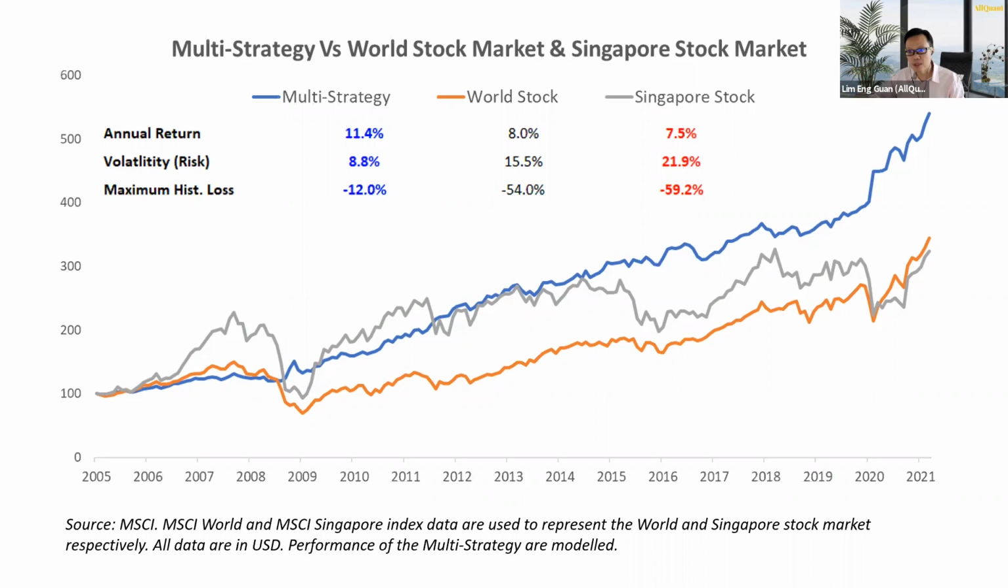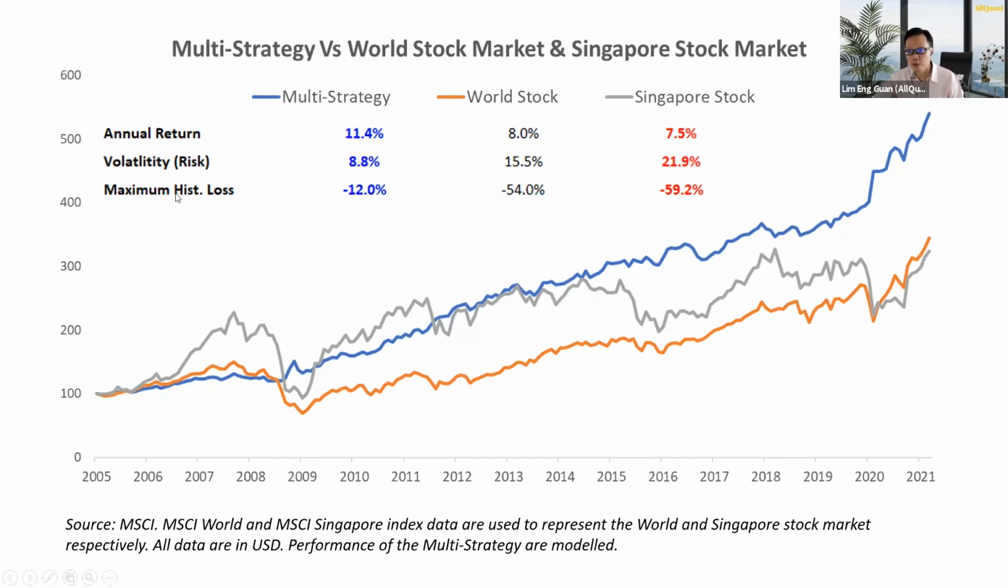So overall, as you can see from here, it is capable of delivering a strong performance, yet with lower risk at the same time. Okay, and if you look at the numbers, it actually clocks a higher annual return of 11.4% against the global stock market and the Singapore stock market. Just for info, we're using the data from MSCI indices to compute these numbers. So dividends are reinvested and everything is, again, measured in USD.